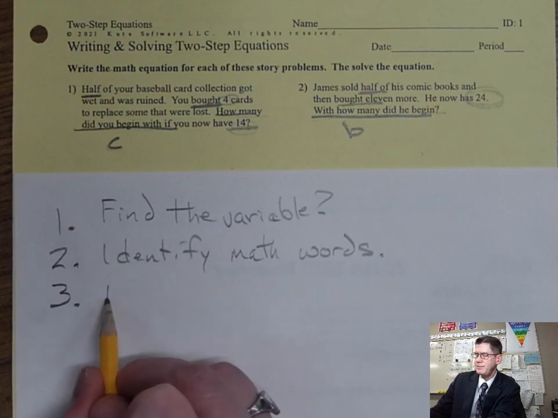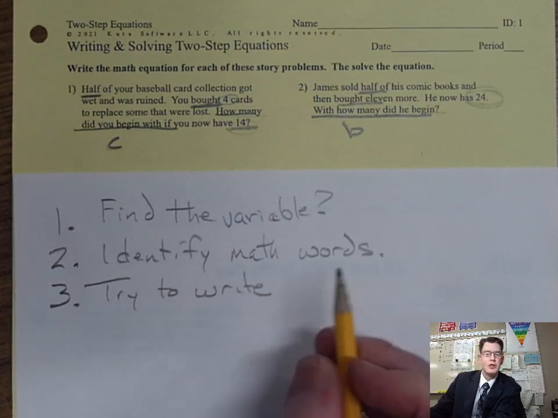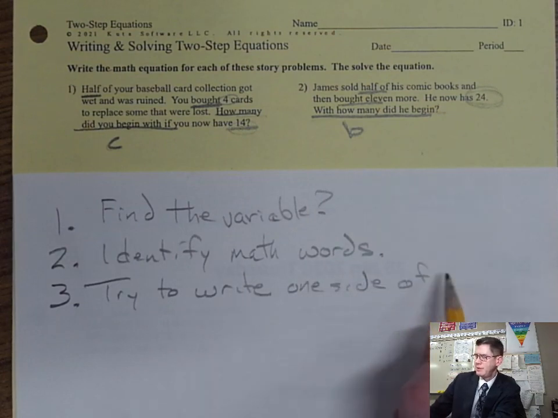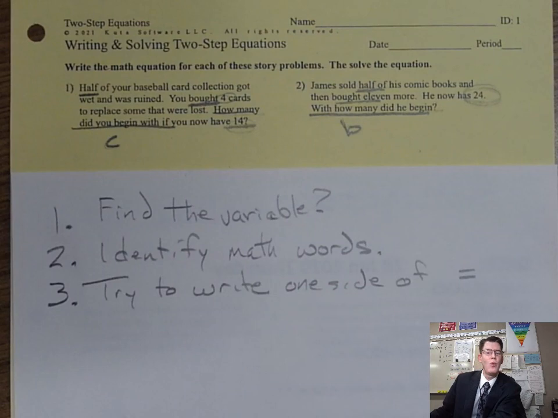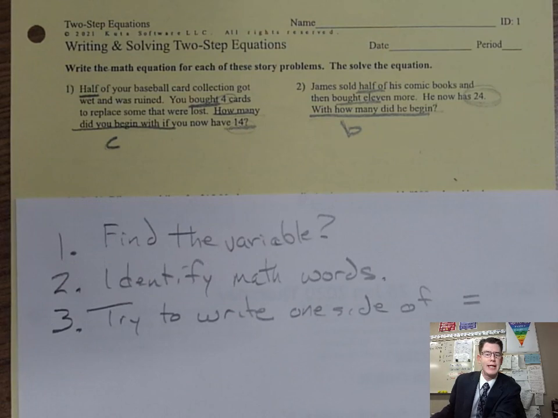Then try to write just half of the equation. Try to write one side of the equal sign, one side of the equation. If you can figure out one side of the equation, the other parts might come in a way that makes sense.